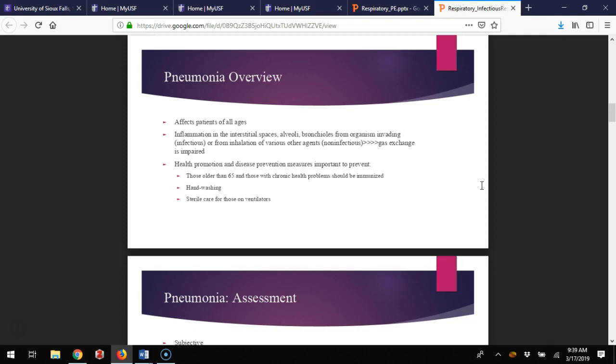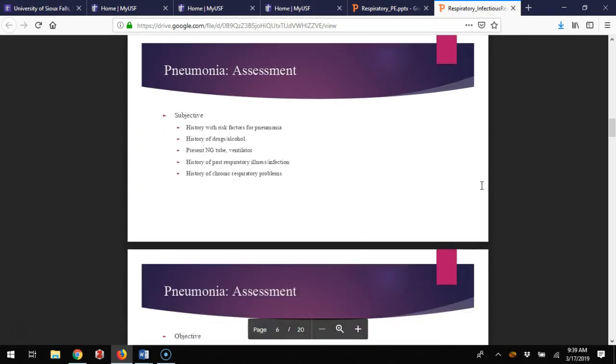When you talk about hand washing, good hand hygiene with the sanitizers and things. And then if people are on ventilators, we've got that whole Zap the VAP bundles, things like keeping the head of the bed up, suctioning frequently, good oral care, all there to try and prevent pneumonias.